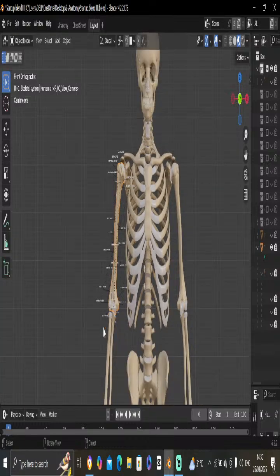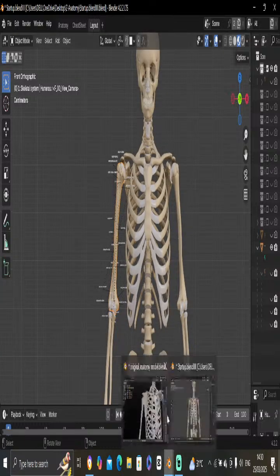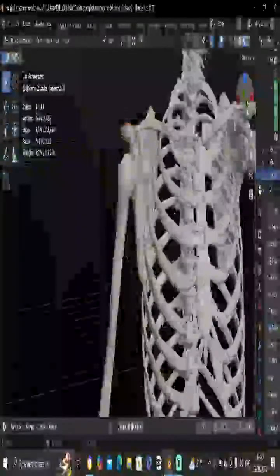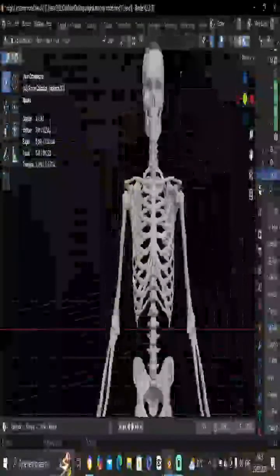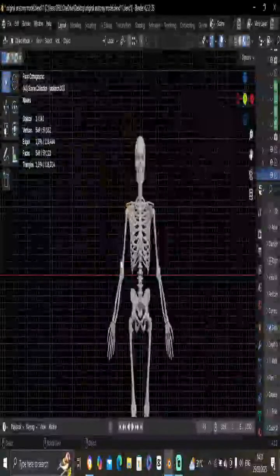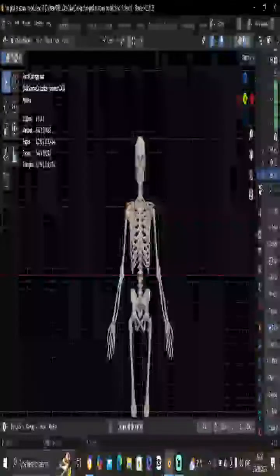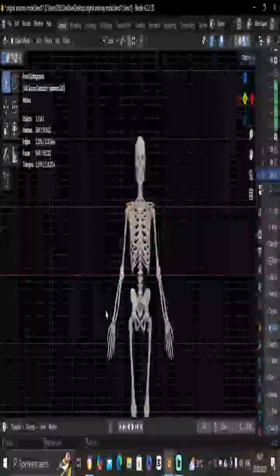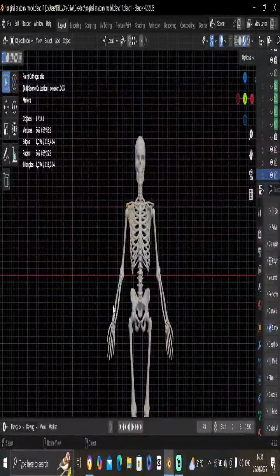So the region between the elbow and the wrist, if you go to a low resolution image, is known as the forearm. So the region from the shoulder to the elbow is known as the arm. The region from the elbow to the wrist is what is known as the forearm.